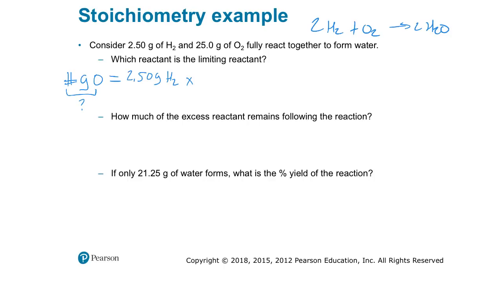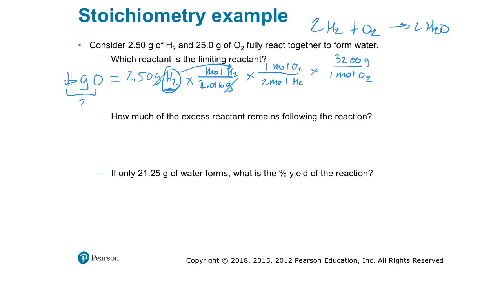So 2.50 grams of H2, take the molar mass of that. So that's 1.008 times 2. So that's 2.016 grams of H2 per mole of H2. So we're talking about H2. That's why we do the mass in grams for H2. Okay, so that cancels out our grams. Next step, for every 2 moles of hydrogen that react, we need 1 mole of oxygen to react with it. 1 mole of oxygen contains 2 O's, so that's 32.00 grams.